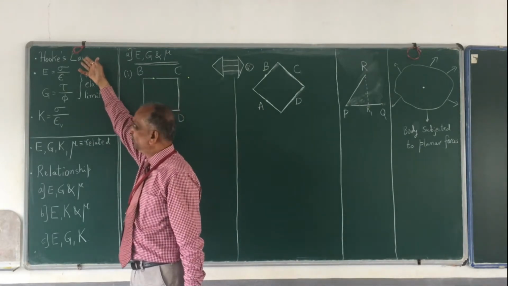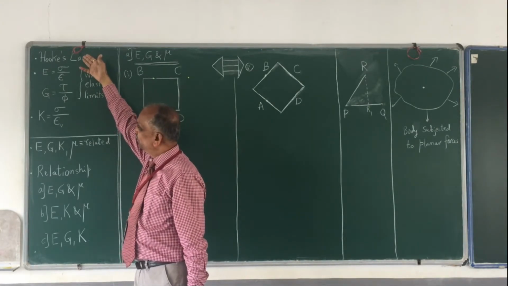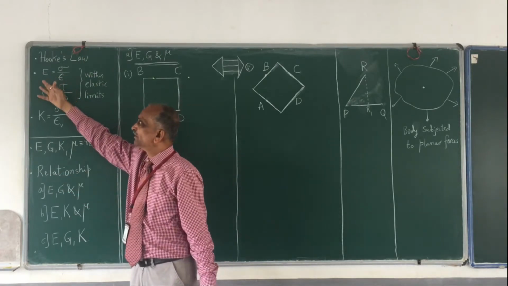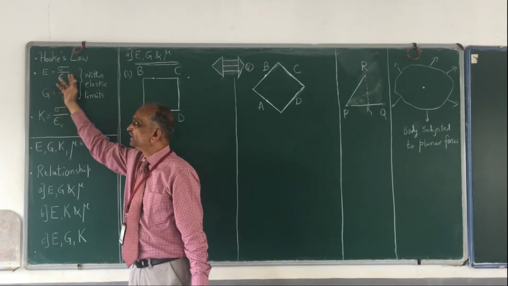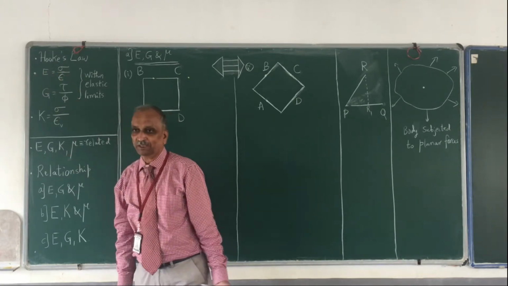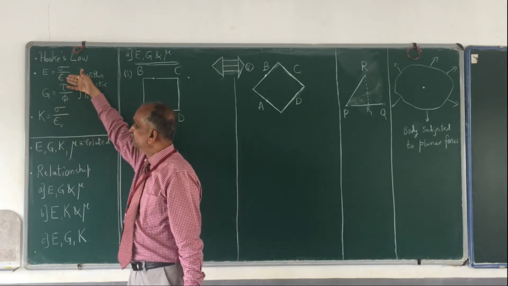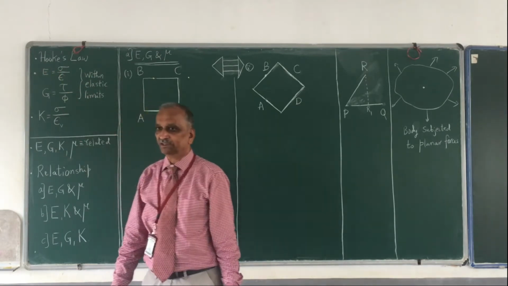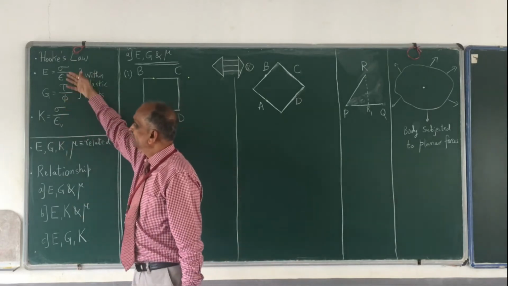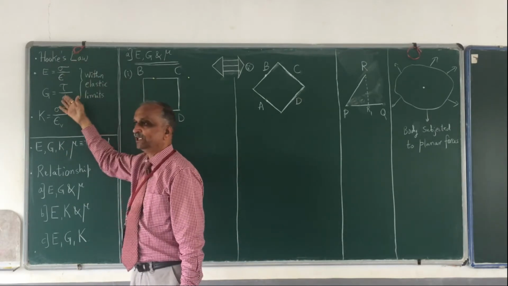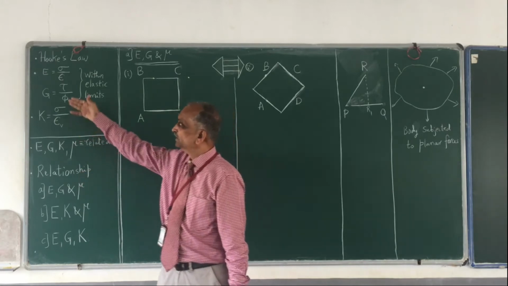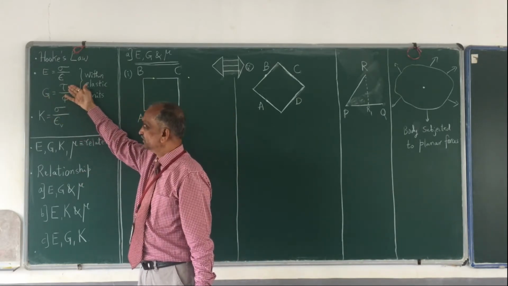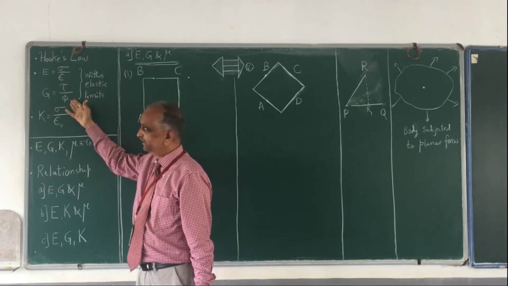Hooke's law, you all know, and when we apply Hooke's law for normal stress, we can express it mathematically like this: E is equal to sigma upon epsilon, the normal stress over normal strain, and this is what is called the proportionality constant, Young's modulus of elasticity. And similarly, when we apply Hooke's law for shear stress, we call it G, the modulus of rigidity, which is equal to the shear stress divided by shear strain phi.